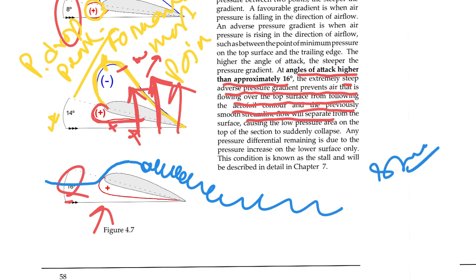But what will happen now? This airflow over the wing is turbulent, and that is why we are not getting any low pressure area above the wing. Low pressure area we are not getting above the wing, but high pressure area we are getting below the wing anyway, more than 16 degree. So we are not getting any lift. Okay, so we'll discuss this later.